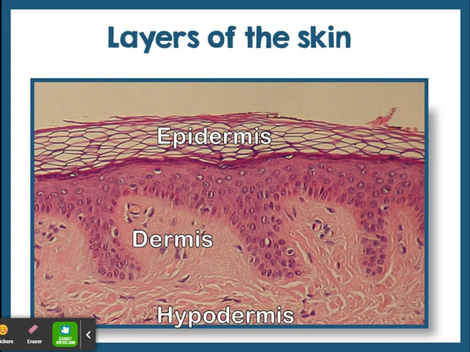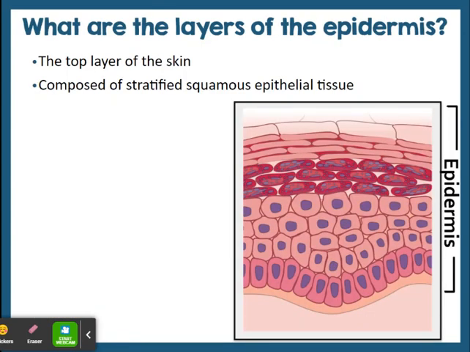Now let's talk about the layers of the skin. So this part's about the structure of the skin. There are 3 main layers. The epidermis is on top, or the surface. The dermis is in the middle, and the hypodermis is on the bottom. For the remainder of this video, I want to focus only on the epidermis.